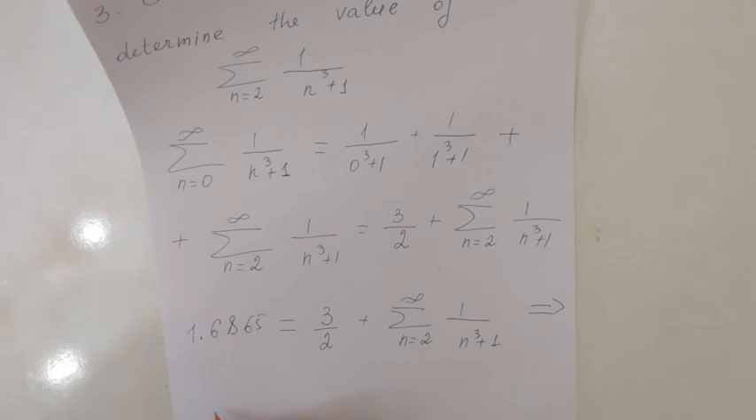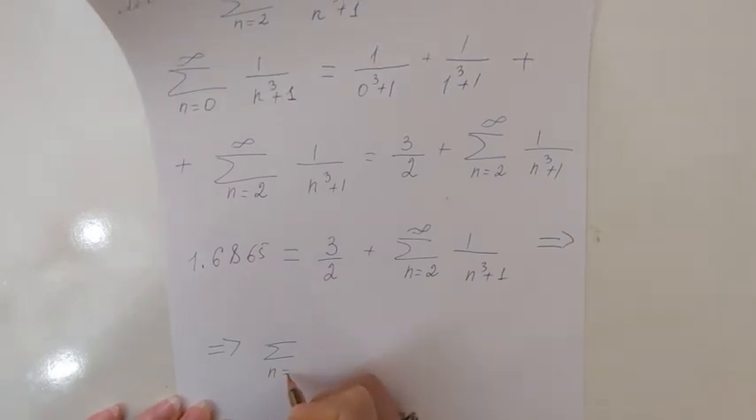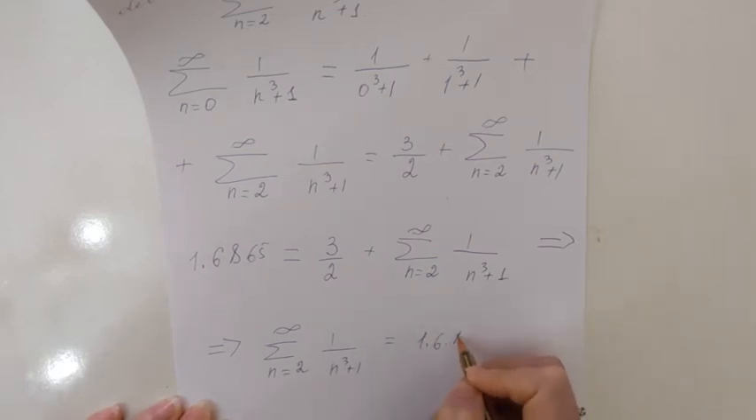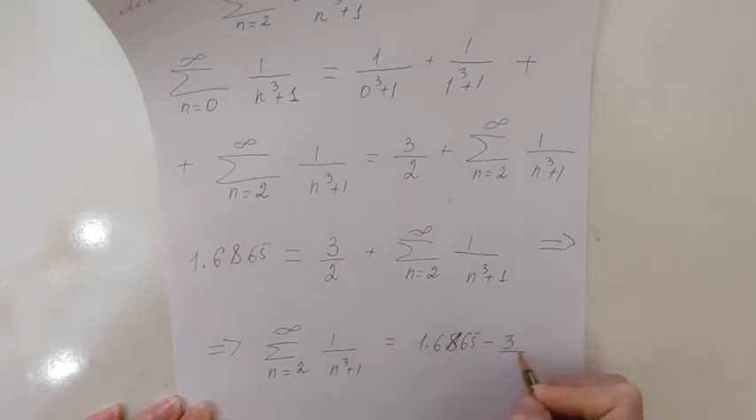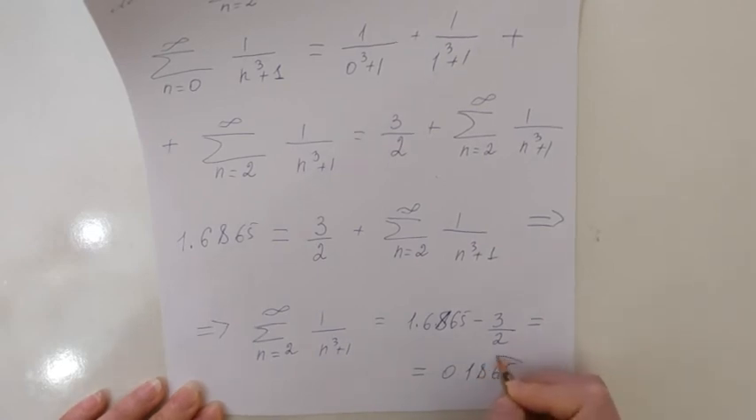And we will get that the series from n equals 2 to infinity of 1 over n cubed plus 1 is equal to 1.6865 minus 3 over 2. And the result is 0.1865. That's our result.